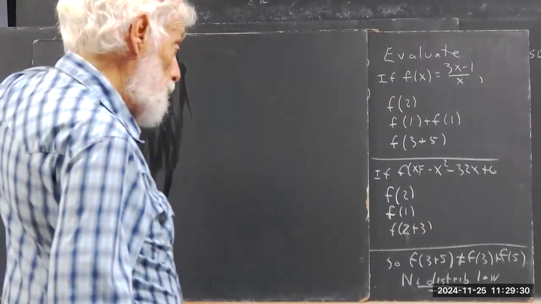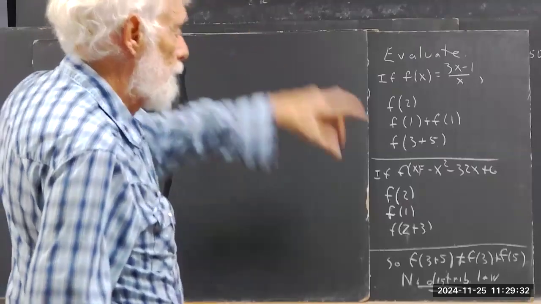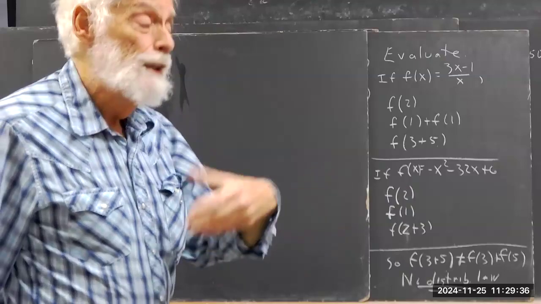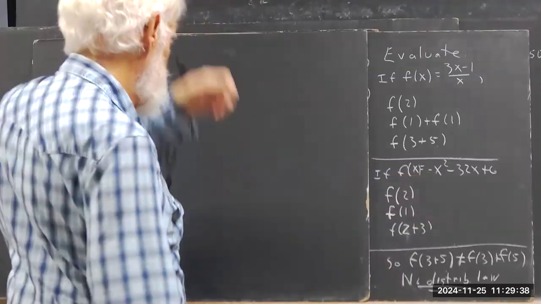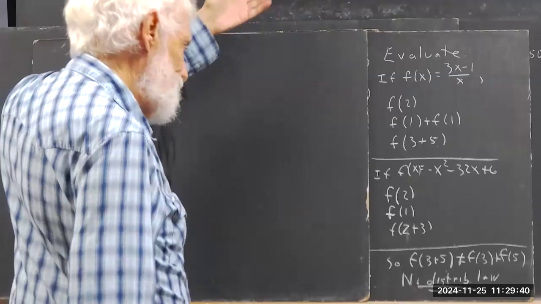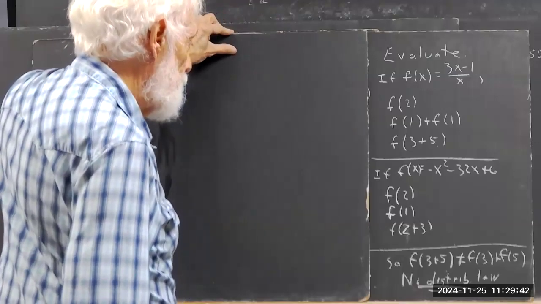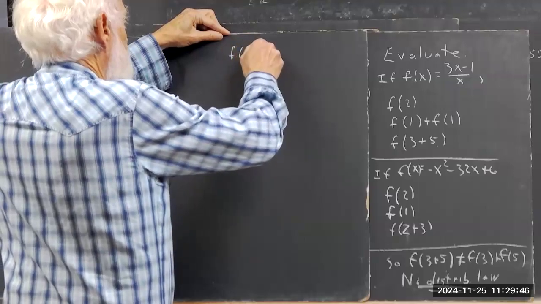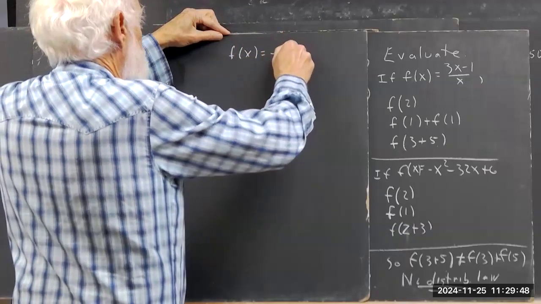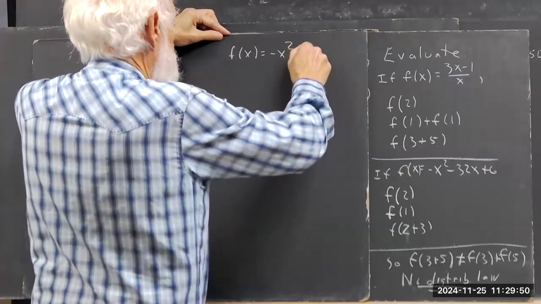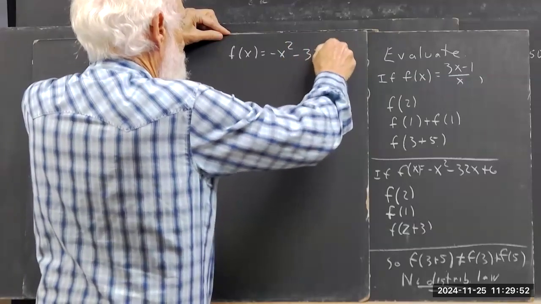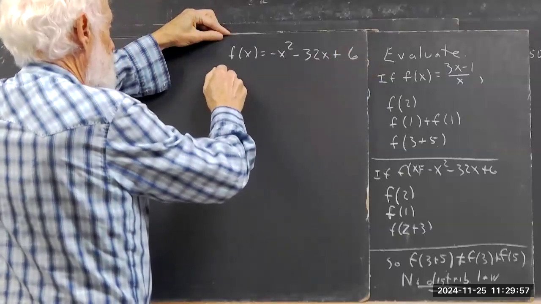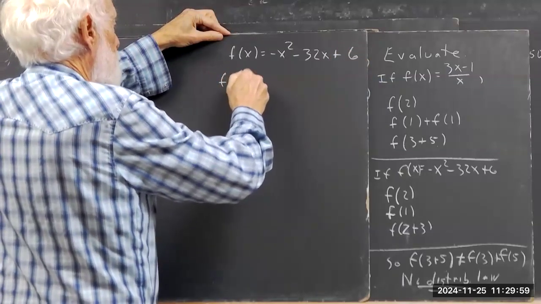Okay. Now, if you're going to get into the properties of the function, which you might with the function notation, then it would matter that this is a quadratic function. We'll see in a minute. Okay, so you've got f of x is negative x squared minus 32x plus 6. So what's f of 2?